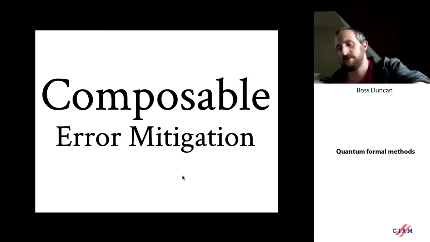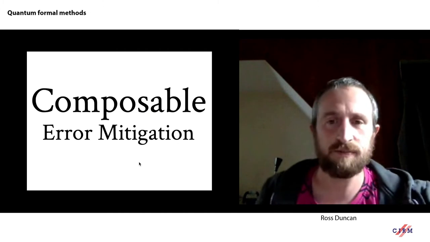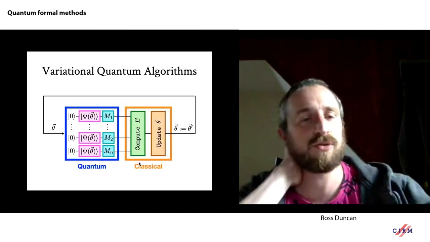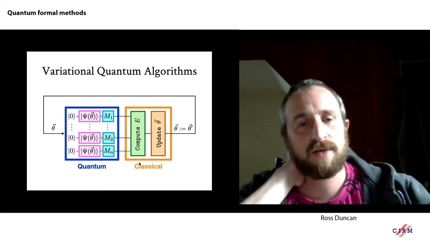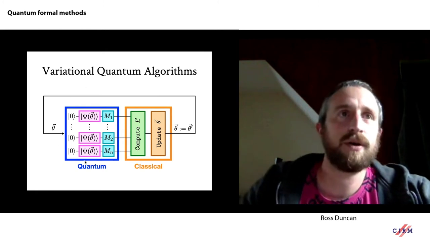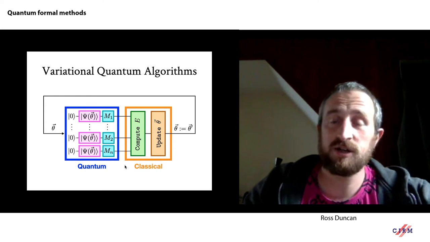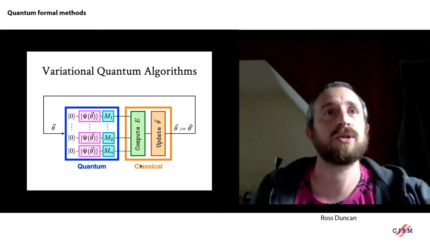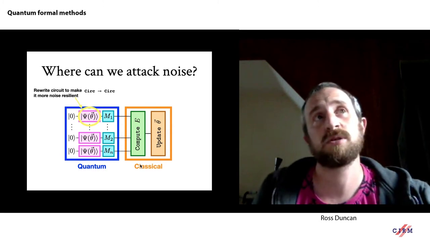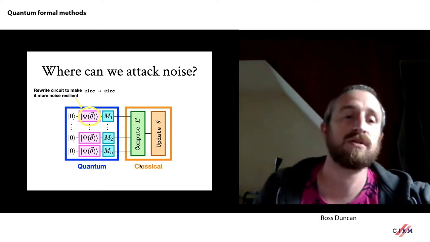Now, I don't have as many type annotations as I would like to have had, but I hope it will be clear if I just explain things verbally what I'm talking about here. So this is our picture of our variational quantum algorithm. And now we know that everything happening in this blue area is going to be afflicted by noise. And we also know that we have a bit of wiggle room in this orange box to try and address that. So what are some things that we could do? We could change the circuit in order to make the circuit we're running a bit more resilient to noise. So you can think of that as a transformation from circuit to circuit.